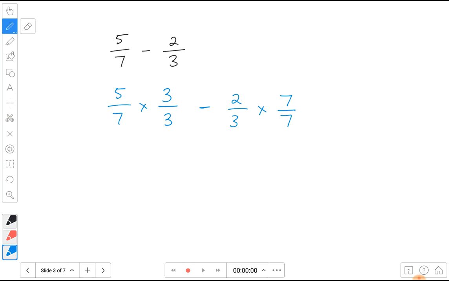So 5 times 3 is 15, and 7 times 3 is 21. 2 times 7 is 14, and 3 times 7 is 21. So now we have 15 over 21 minus 14 over 21. And that gives us 1 over 21.